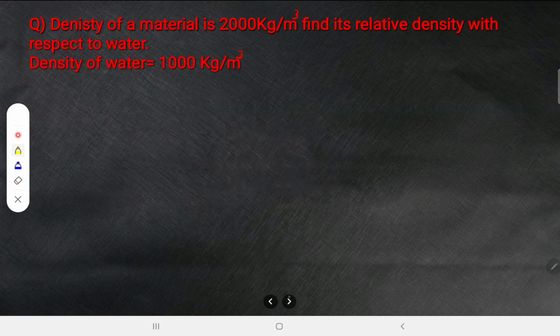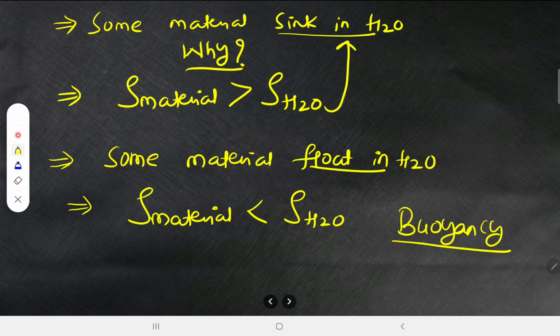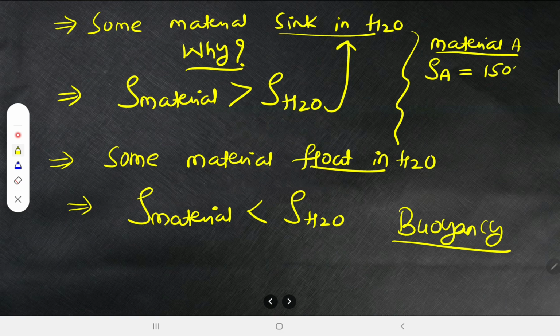Now, what is the relation between this and relative density? With the help of a numerical also we can understand it, but before the numerical, let us try to get it. We have one material A, for example. It is having absolute density, let us take it as 1500 kg per meter cube. Now tell me, will it sink or will it float? It is going to sink, right? Why? Because density of water is what? Density of water is 1000 kg per meter cube. This is fixed, right? So water is having 1000 kg per meter cube, but this material is having 1500 kg per meter cube, means it is more dense. That's why it is going to sink.